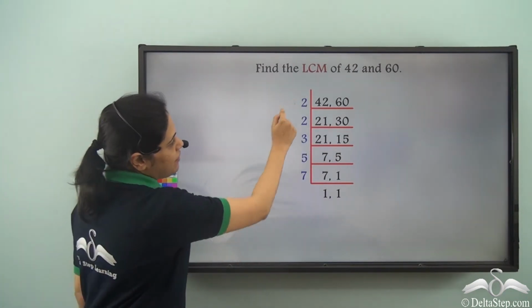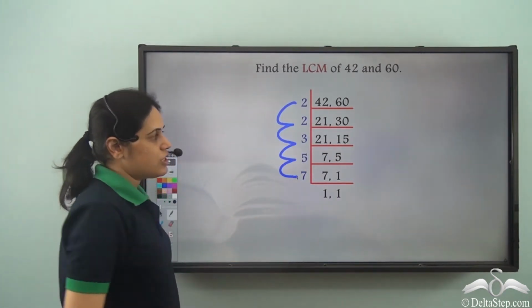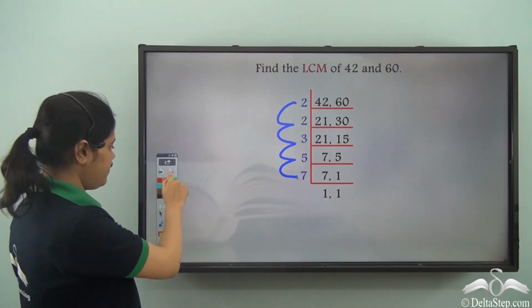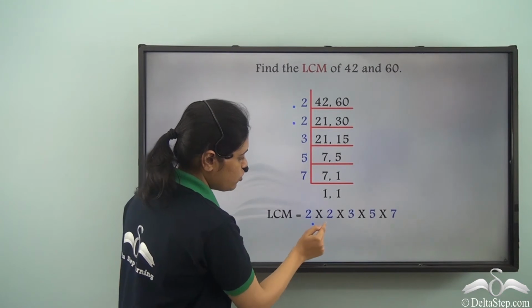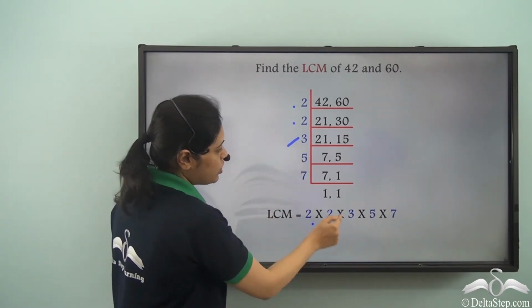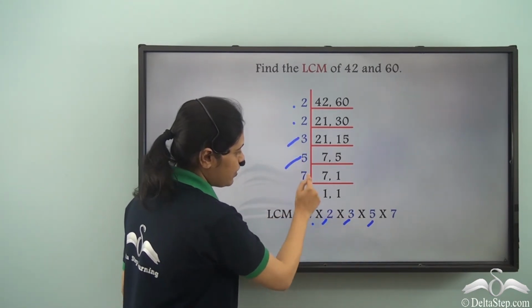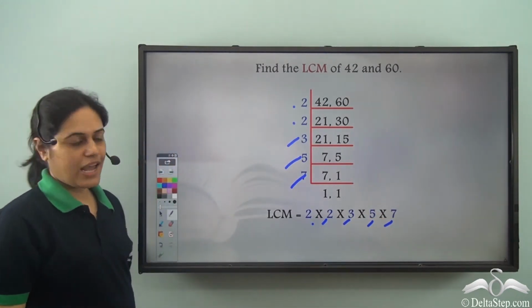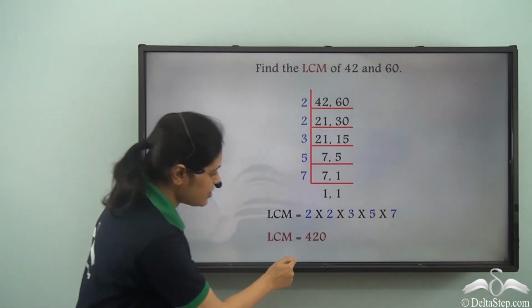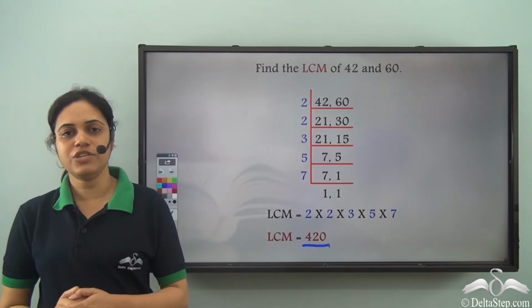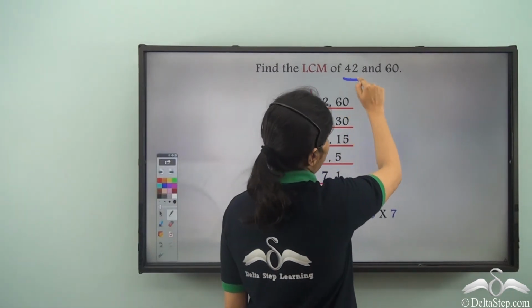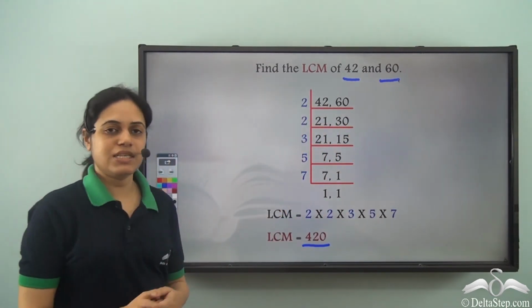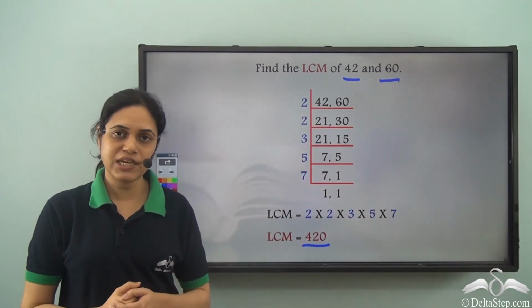Now I can multiply these to get the LCM. So the LCM is 2 into 2, 2 into 2, into 3, into 5, into 7. And when you multiply these numbers, you get 420 as the LCM. So the LCM of 42 and 60 is 420.